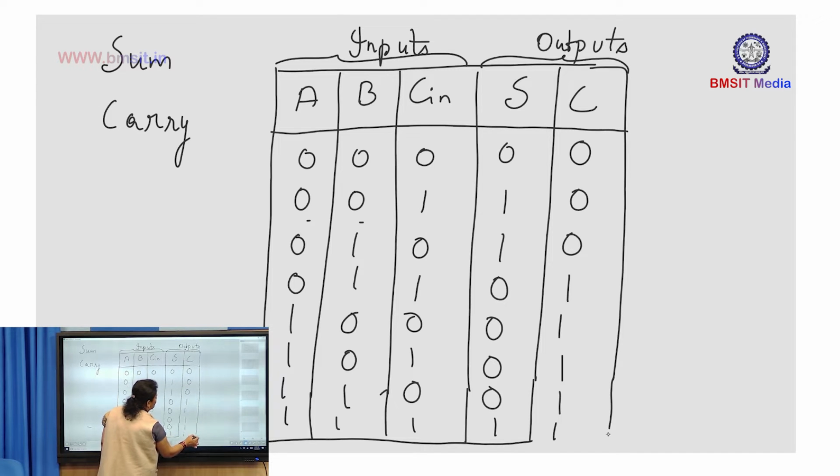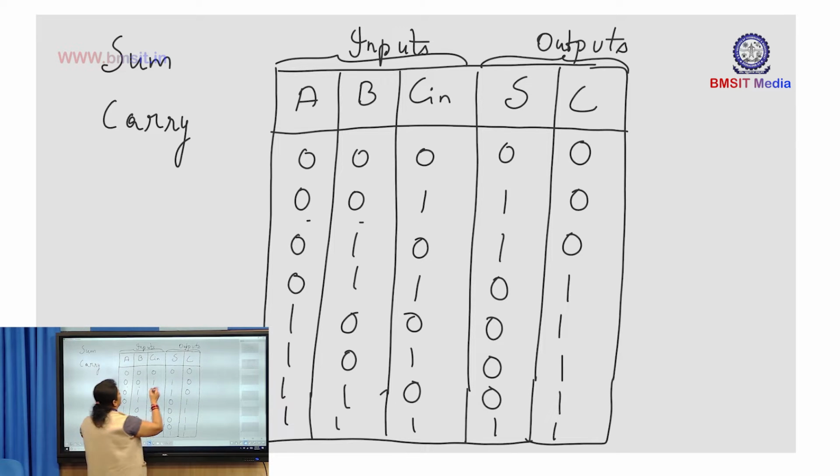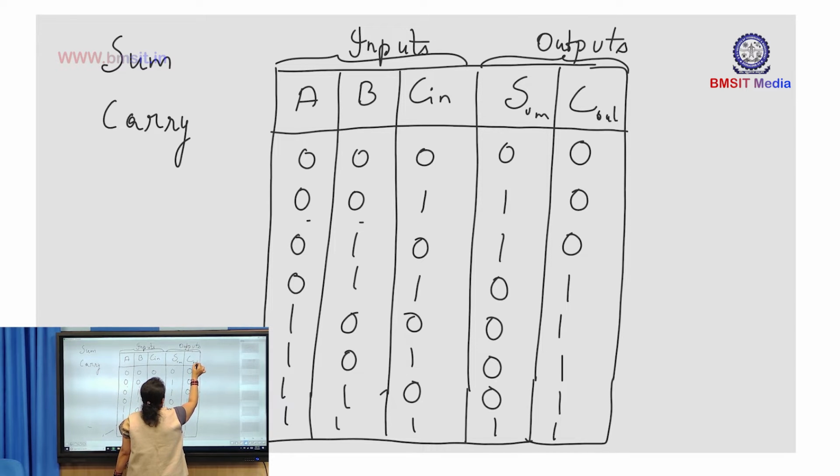Now we have constructed the truth table which has all the possible combinations of inputs and the outputs you are going to get for them. From this truth table we are going to write the logical expression for sum and carry. I am calling this carry as carry out because we have one more carry called carry in. Now let us write the expression.